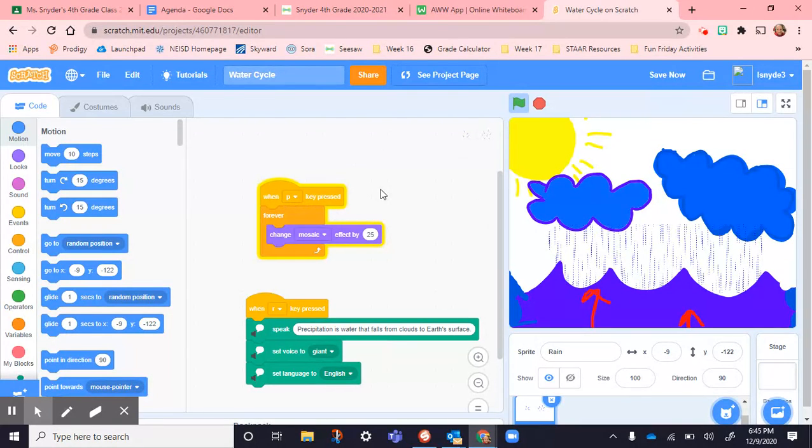Kids were doing all kinds of stuff. They were making the rain fall. They were making the rain flash, where they would hide it and then show it. So there are different ways to do it. And so we worked on that.